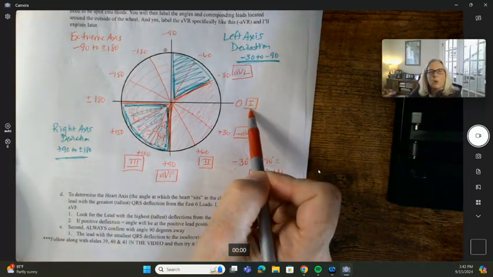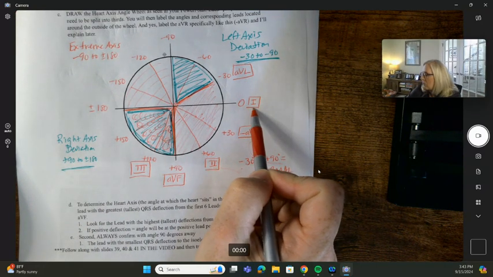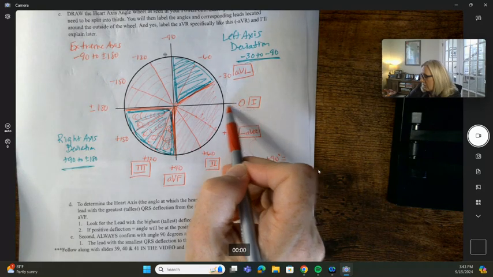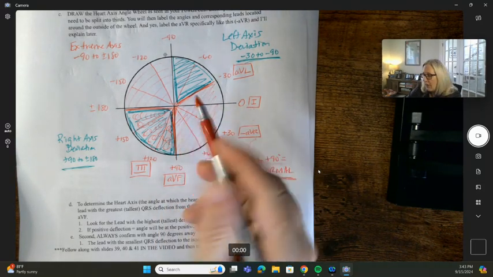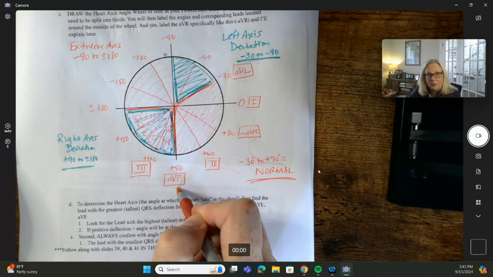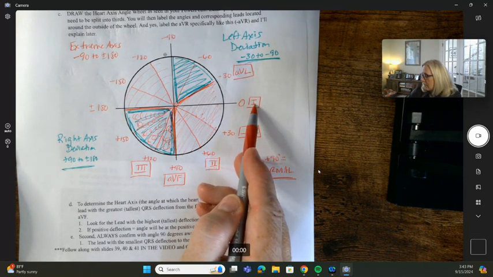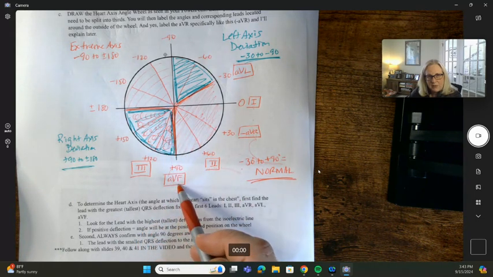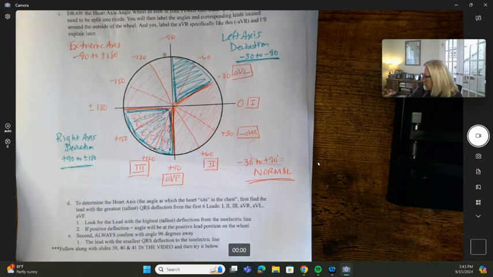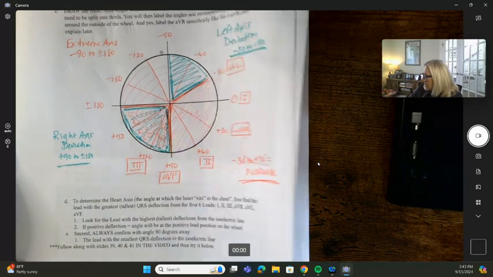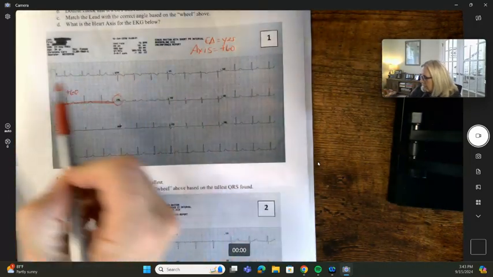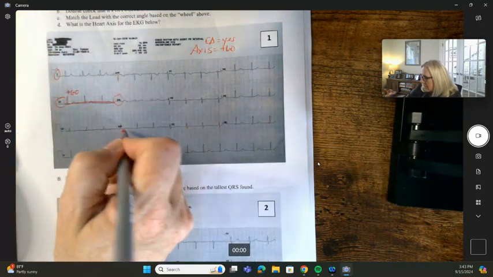Let's start with lead 1. That's the one up top on our EKG. 90 degrees away from lead 1, or 0, is 90. And that happens to be AVF. So the opposite of lead 1, because it's 90 degrees away, is going to be AVF. So let's see what that looks like on our EKG. Here's lead 1, and its opposite is AVF.